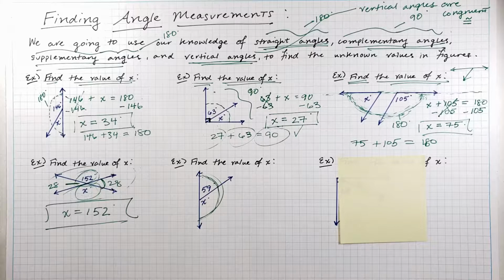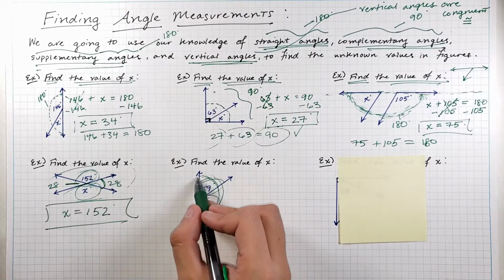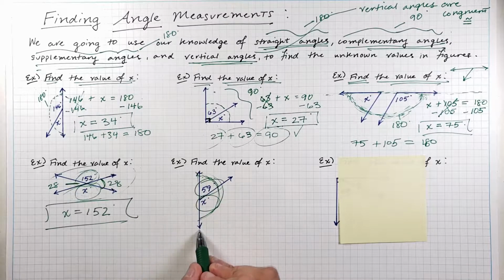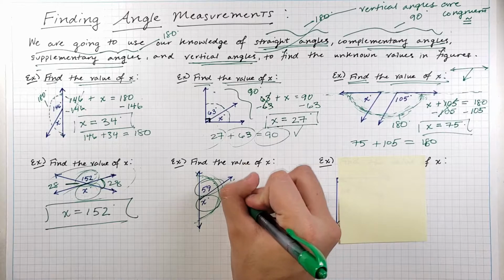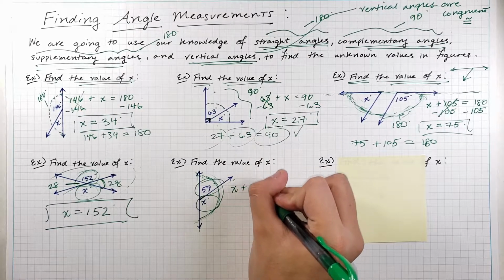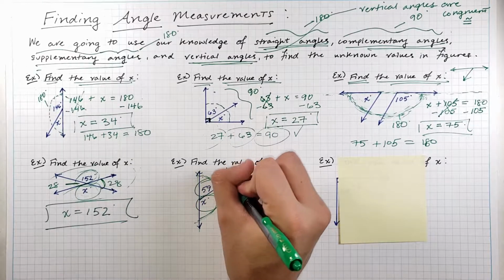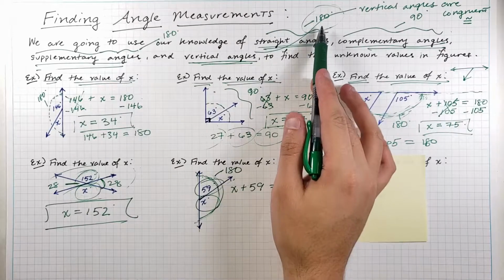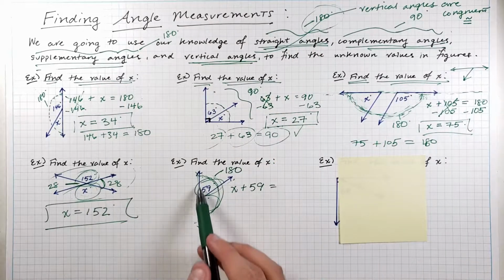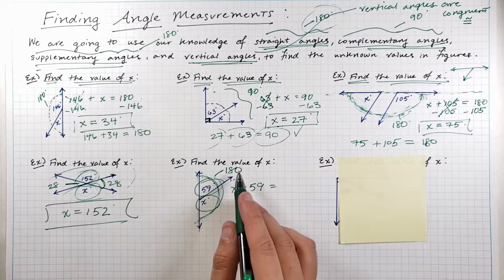So what we can say is that x plus 59, because this is a straight angle, because it's a straight line right here, we have this line coming out, that means x plus 59 has to equal 180 degrees because of the straight angle. Right? Straight angle is used here, just like it was used here. So now we're going to do x plus 59 has to equal 180.